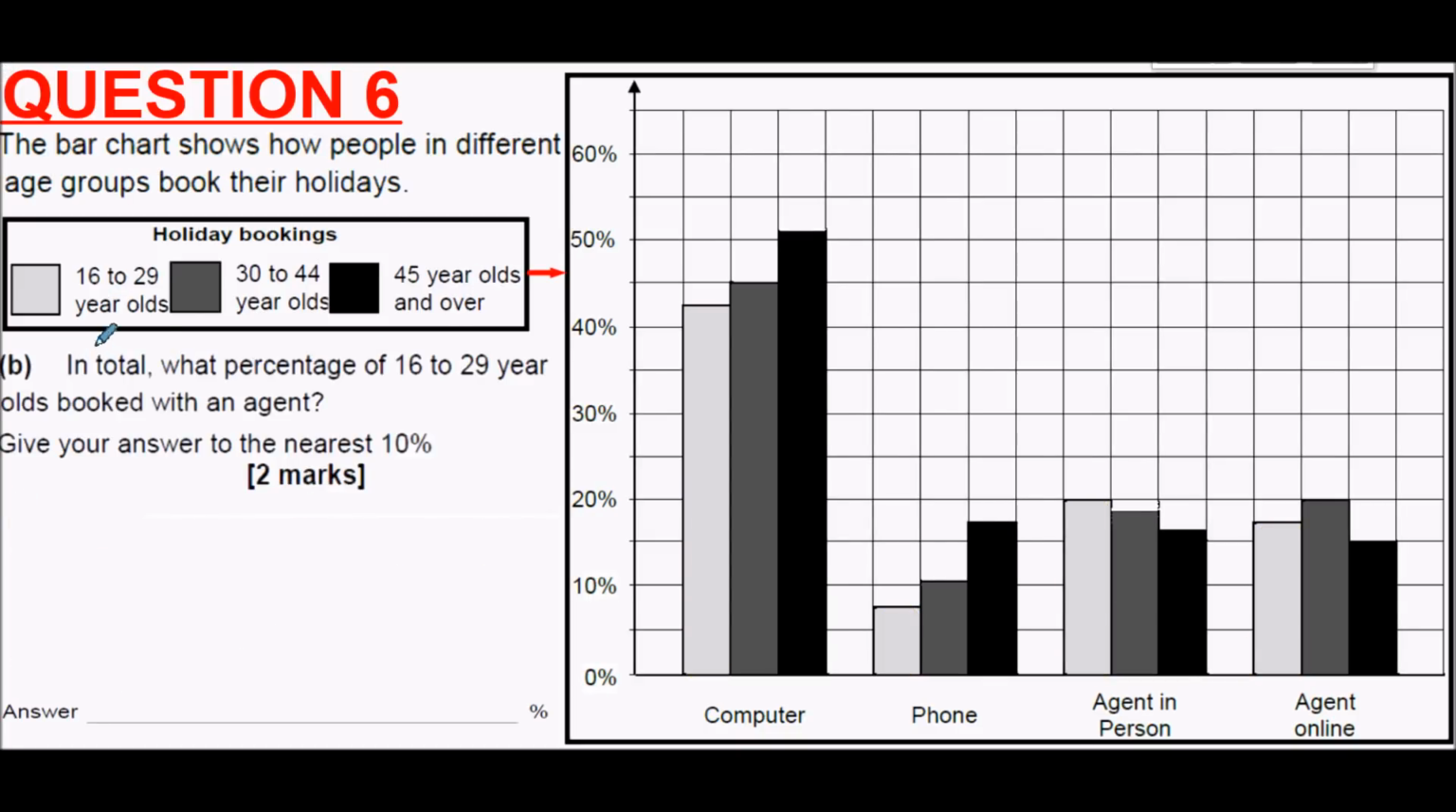Part B, we're now asked what percentage of 16 to 29-year-olds booked with an agent. And so here we're just thinking about booking with an agent. It doesn't say agent in person or agent online, so it means in total. So 16 to 29-year-olds booking with an agent. We've got this one over here for the agent in person, and this bar over here for what percentage of them booked with an agent online. And so looking at the height of this bar, to me that would be 20%.